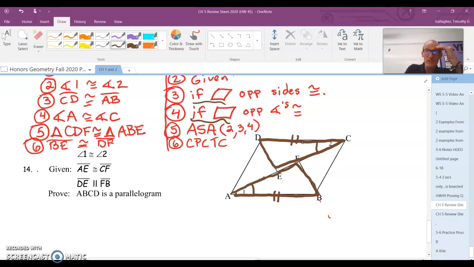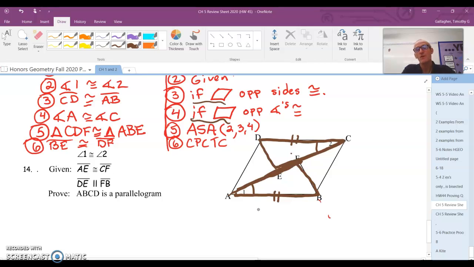Actually, you know what? Now that I think about it, I think I'm going to do that proof this way, okay? Because we're given AE and CF, see? We're given AE and CF, and then these 2 here by addition. So I think we'll do that, okay? And then that way we don't even need the parallel lines, okay? So, yeah, we do. Wait a second. I'm confused.